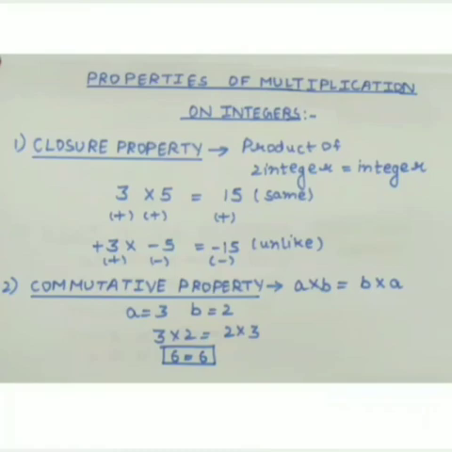And the same concept I have described here. If we have the same sign, it will give a positive integer. If we have unlike signs, it will give you a negative integer. Moving to the second property, the commutative property. a into b is equal to b into a. If we multiply a into b or b into a, only changing the position of the variables, it will give us the same value, as LHS will be equal to RHS.